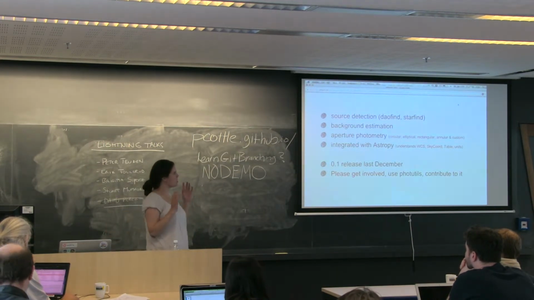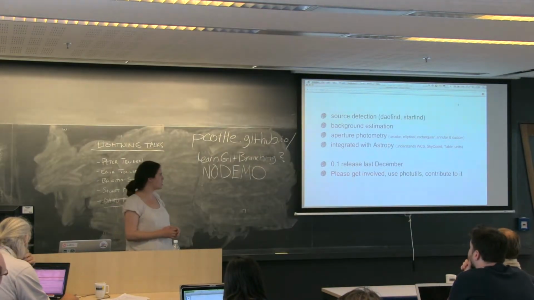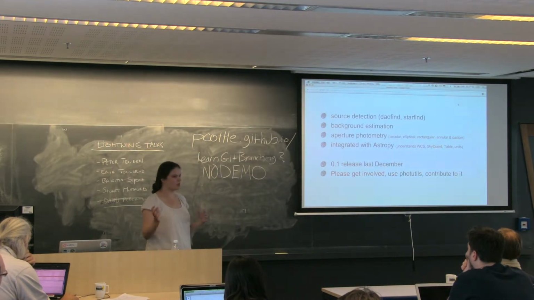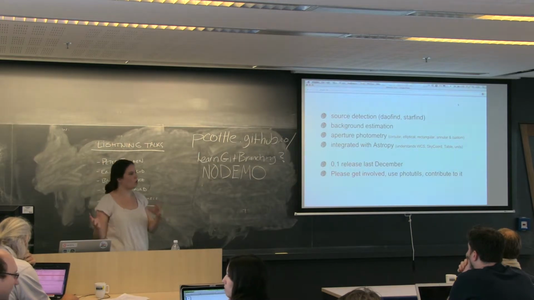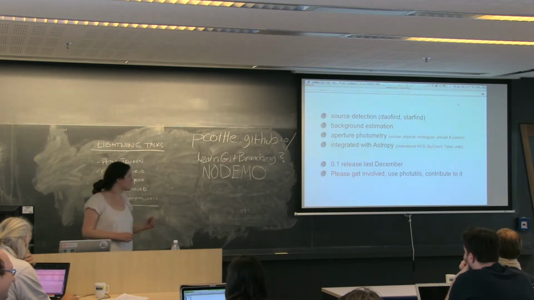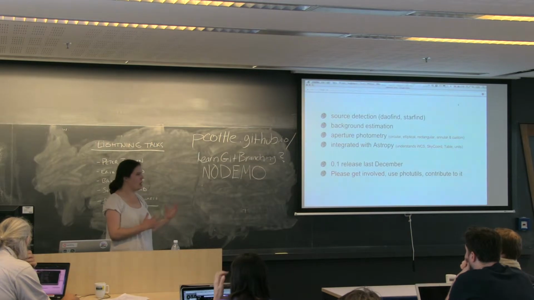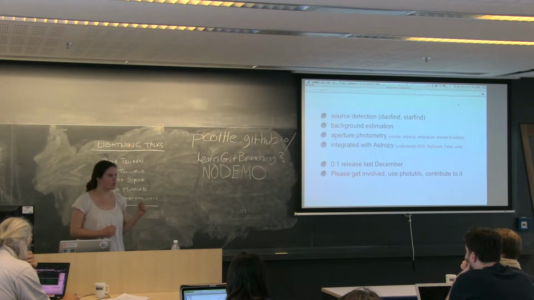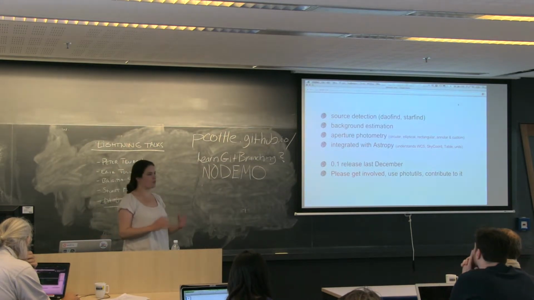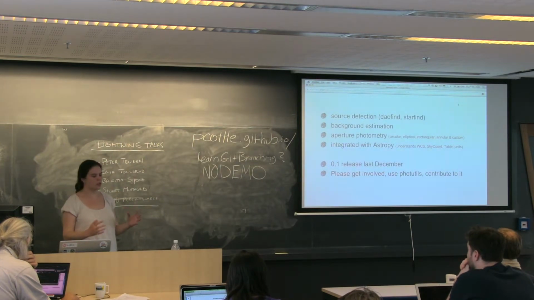So you can give it a sky coordinate object, it understands WCS, it returns results in a table, so it's really easy to integrate into your code that already uses AstroPy. We had our first release last December, so there are still loads of features missing. So please get involved. If you have a feature you need, or you already have it, then please contribute it to PhotUtils and also use it.